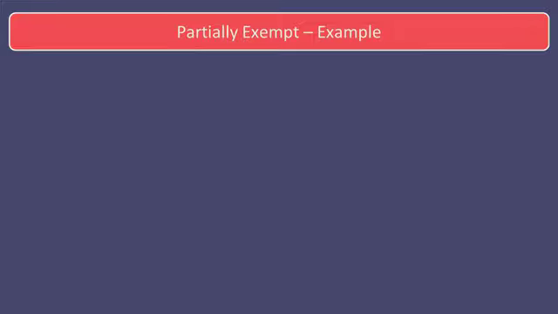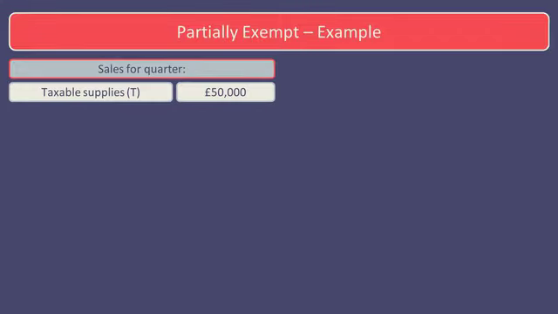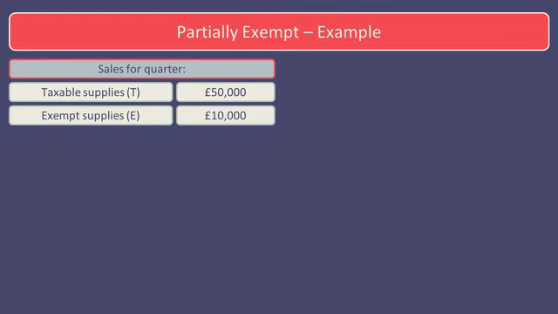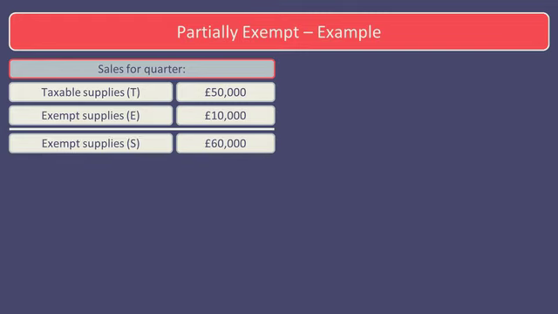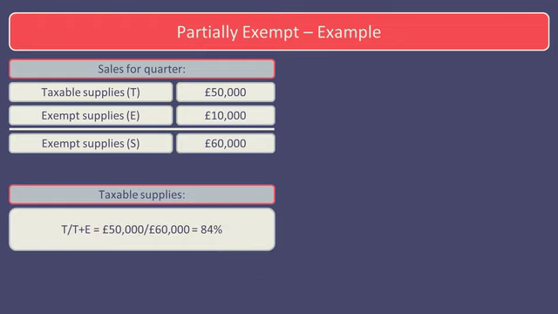If we were looking at a partially exempt business's sales for a quarter, and we were told that they made taxable supplies of £50,000 and exempt supplies of £10,000, then we would use that information to calculate the partial exemption percentage by dividing 50,000 by 50,000 plus 10,000, i.e.